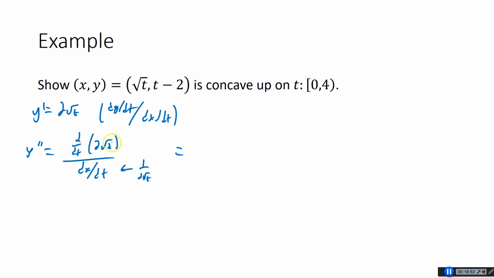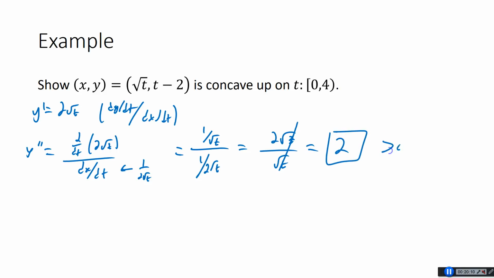So the derivative of 2 root t: the 1/2 comes to the front and cancels, and we get a negative 1/2 in the exponent. So we got 1 over root t divided by 1 over 2 root t. Multiply by the reciprocal, we get 2 root t divided by root t. Root t's cancel, that is just 2. Well, 2 is always positive. So this means that x, y equals root t, t minus 2 is always concave up.